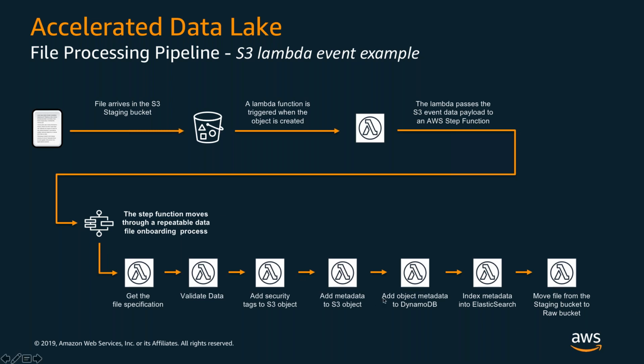Metadata is then added to the S3 object using those metadata tags. Then the object's metadata and security values are stored in and cataloged in DynamoDB and Elasticsearch. And then finally, the S3 object is moved from the staging, or where it was landed, to a raw location. And at that point, the data can be accessed by the organization based on the security that was applied.